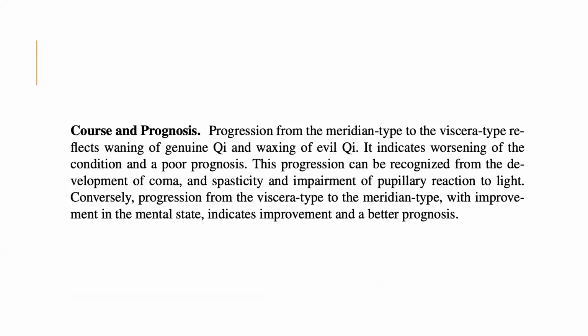And lastly, for course and prognosis, progression of the meridian type to the viscera type reflects waning of genuine qi and waxing of evil qi. It indicates worsening of the condition and a poor prognosis. This progression can be recognized from the development of coma and spasticity and impairment of pupillary reaction to light. Conversely, progression from the visceral type to the meridian type with improvement in the mental state indicates improvement and a better prognosis.